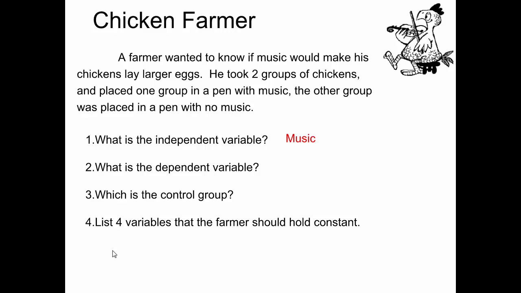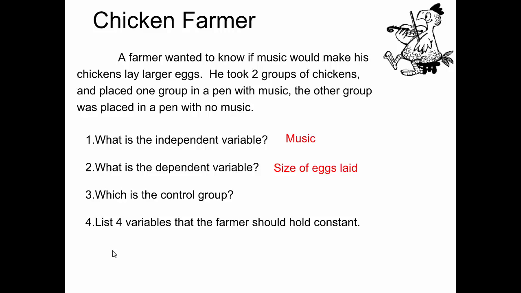What would the dependent variable be in this experiment? The data being collected, the results. Alexandra? Chickens with music will lay larger eggs. Okay, so a little less. What data are they collecting? They lay larger eggs. Well, close, but what would they measure? The size of the eggs, yes. Size of the eggs.